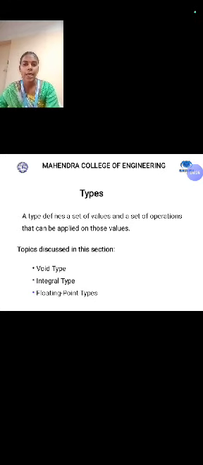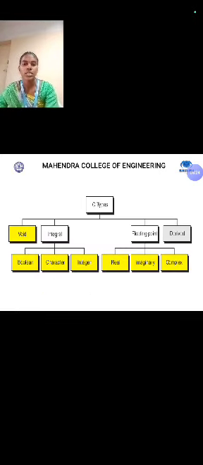Then the next one is types. Types are a set of values and a set of operations applied to the values. There are three types. The first one is void type, the second one is integral type, the third one is floating point type. Void type is one whose value is 0. The second one, integral, covers boolean, character or integer values. Then floating point covers real, imaginary or complex values.